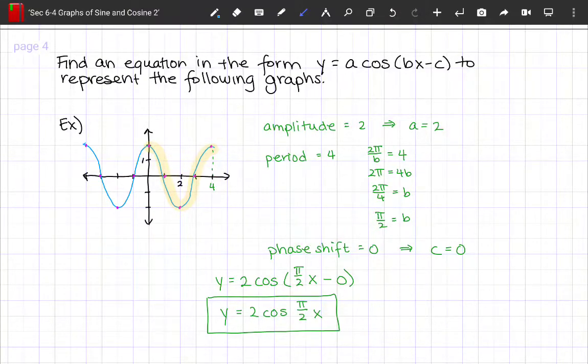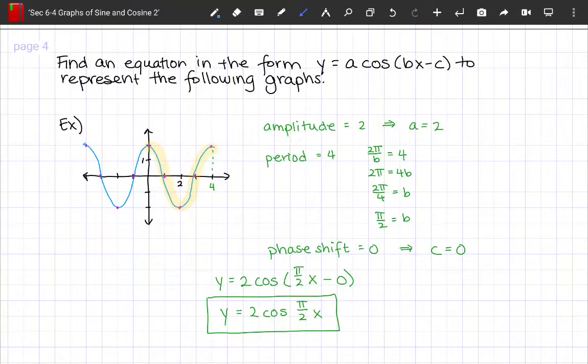We already talked about, since there's no phase shift, that c is going to be 0. And there's also no vertical shift on this one, so we know d is 0. So that's it. Now you put it together. A is 2, b is pi over 2, c is 0, so there's your graph, there's your equation.